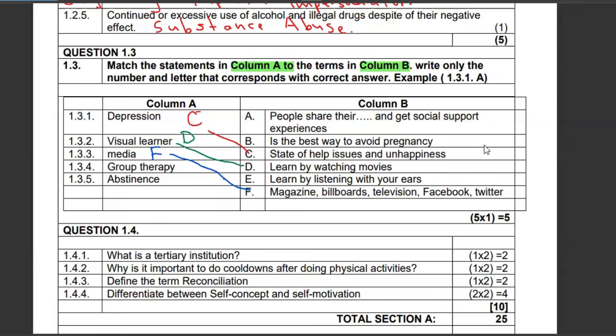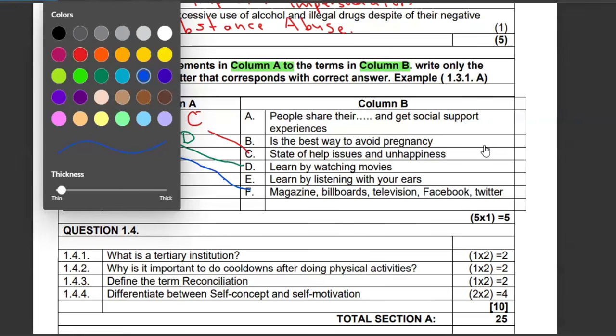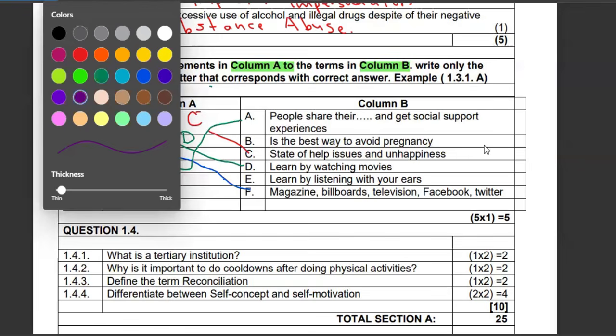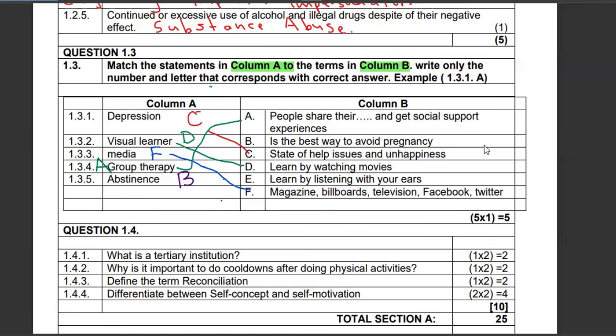Then group therapy. When you talk about group therapy, we are talking about a situation whereby people share their experiences and get social support. For example, if people are facing a common problem of being abused, they can approach a social worker or a counselor who can provide them with group therapy. So the correct letter for group therapy would be the letter A. Then abstinence is referred to as the best way to avoid pregnancy. So the correct letter there will be the letter B.